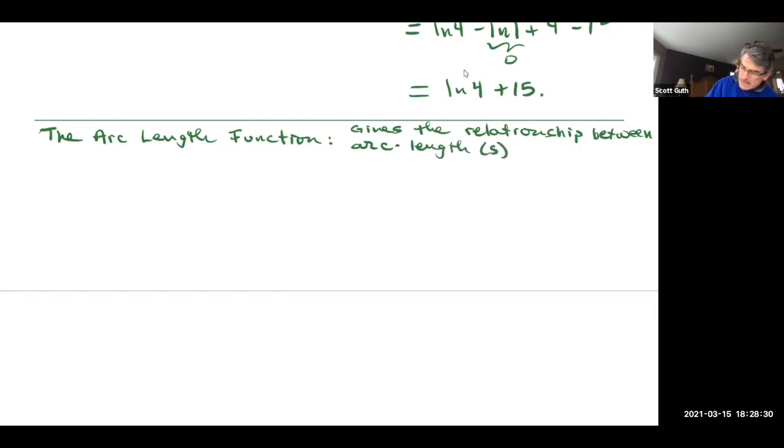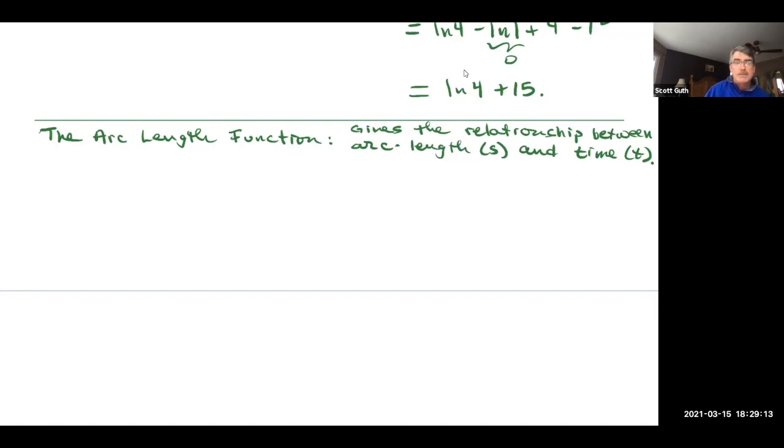Arc length is S, and time is T. If you know the relationship between arc length and time, and obviously there is one, I mean, if you're driving 50 miles an hour for 3 hours, then distance is rate times time. It's just distance equals rate times time. But once we know the relationship between distance or arc length and time, you can change your time parameter to an arc length parameter in the space curve.